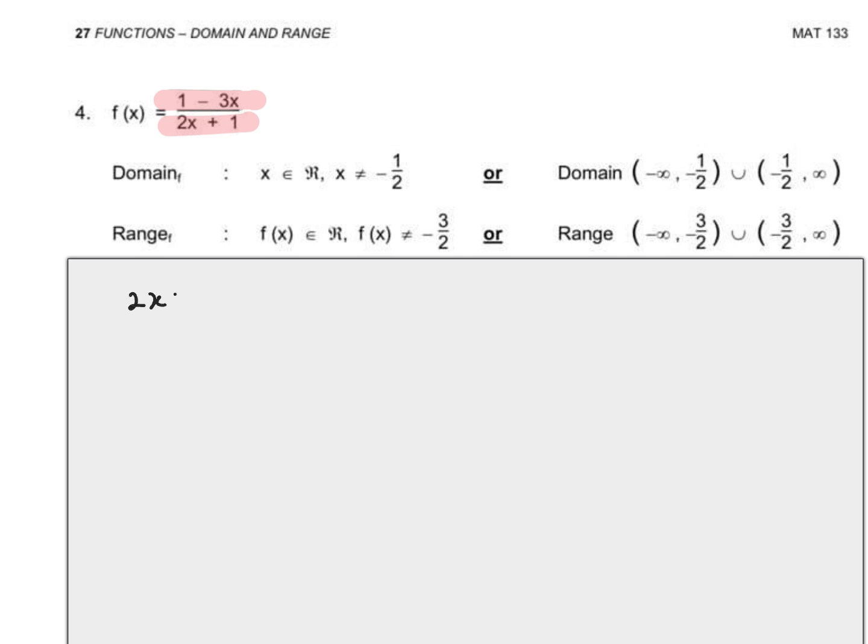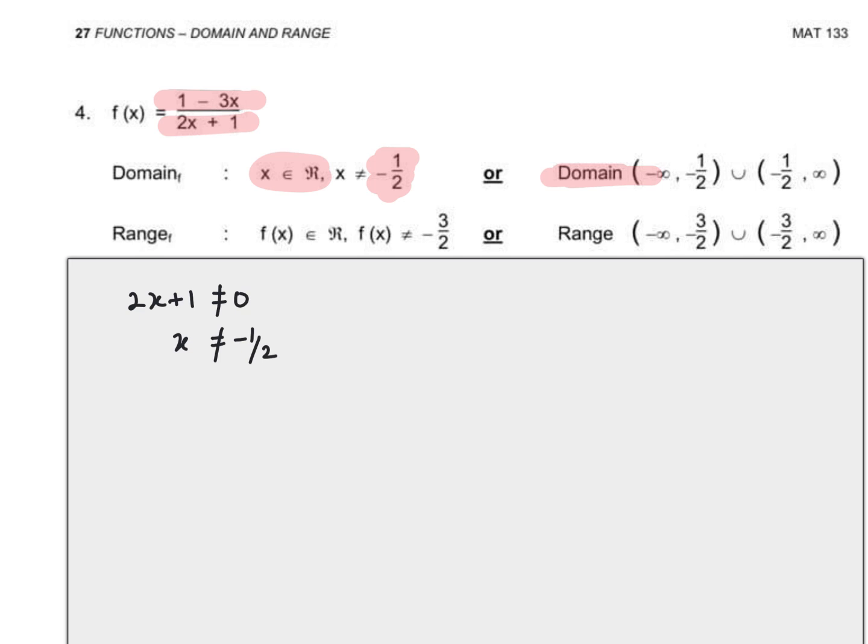So 2x plus 1 cannot be equal to 0. So x cannot be equal to negative 1 over 2. The domain should be all x elements of real numbers except for negative 1 over 2, or this is in terms of interval notation.